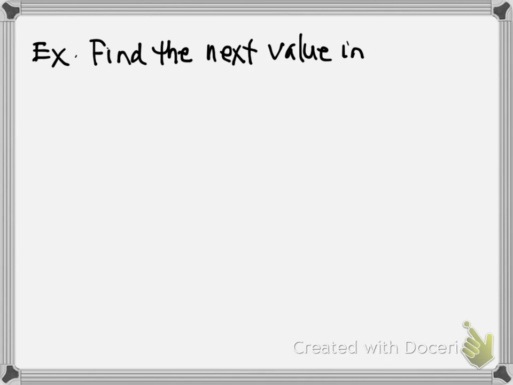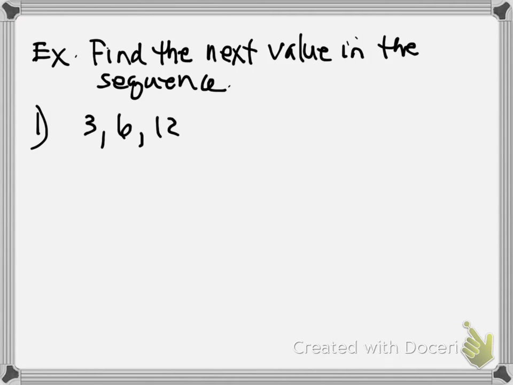So find the next value in the sequence. So first, we've got 3, 6, 12, 24. So the first thing our eye does is it looks at the pattern and says, is it increasing or decreasing? Increasing. What operations allow numbers to increase? Adding and multiplying. So those are our two options, is to see, do we have an adding pattern or do we have a multiplying pattern?